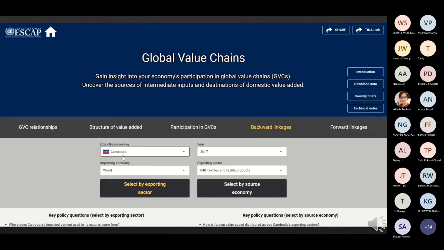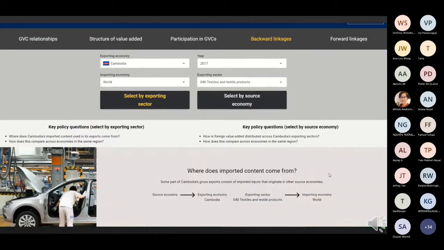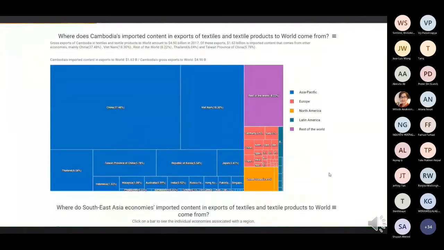I choose Cambodia as exporter, World is importer, 2017, and export sector is textiles. The first chart shows the sources of inputs for Cambodia to produce textile exports. The blue part represents inputs sourced from Asia-Pacific partners. It accounts for more than 80% of all imported inputs that Cambodia used in textiles production. China, Vietnam, Thailand are the three largest partners supplying inputs to textiles export production in Cambodia.